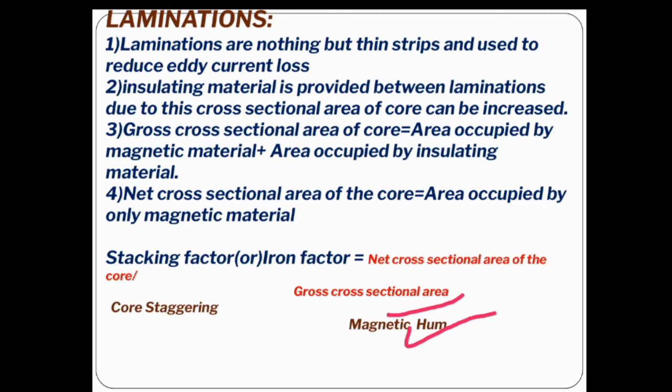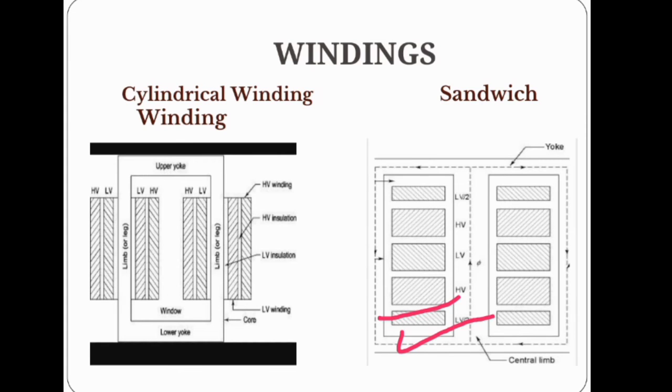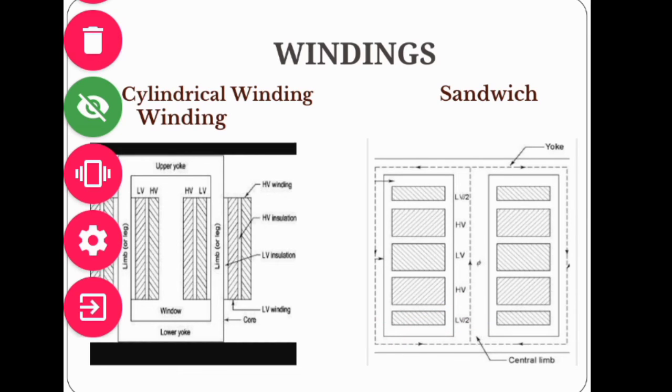And based upon the laminations, we are defining the gross cross-sectional area, net cross-sectional area, staggering factor, core staggering, and magnetic hum. Okay, so now we have completed the core, and now we'll start with windings.